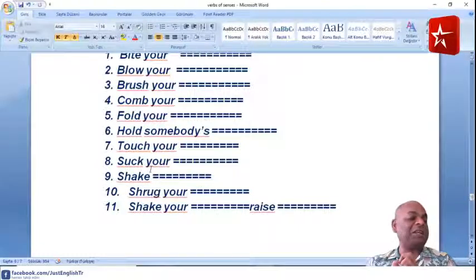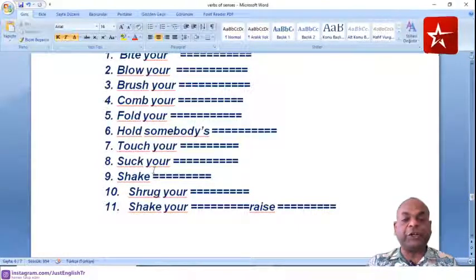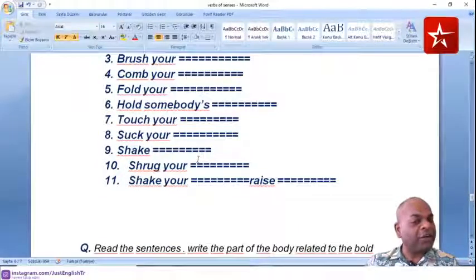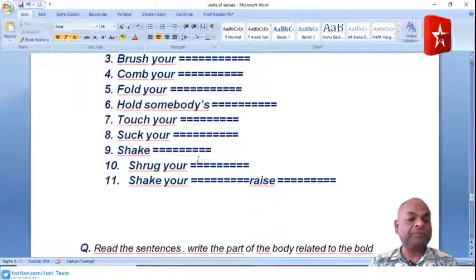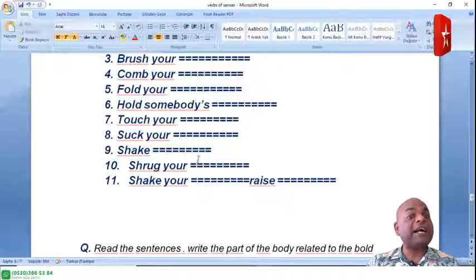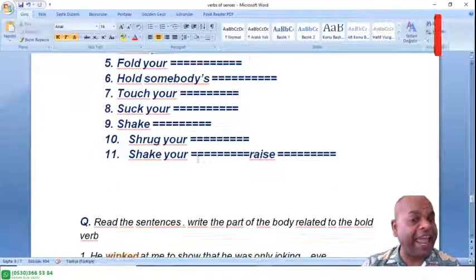Let's go to the next one, number 8. It says here, suck your. Now, what's the answer here, guys? Suck your. Guys, need your answer. Number 8.